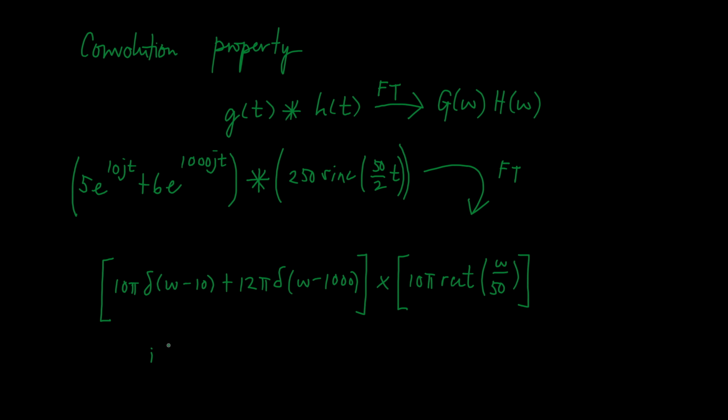So if the output of the convolution is m(t) in the time domain, what is M(omega)? Let's find out.